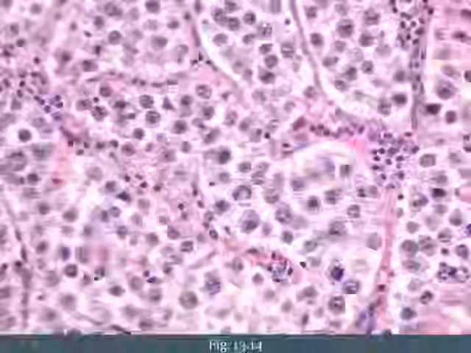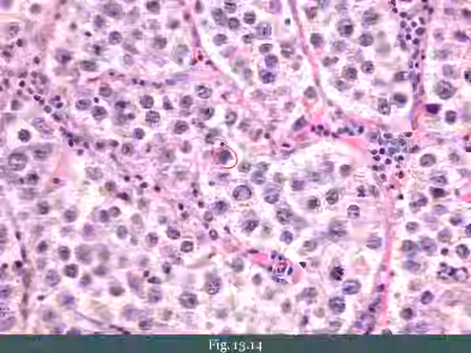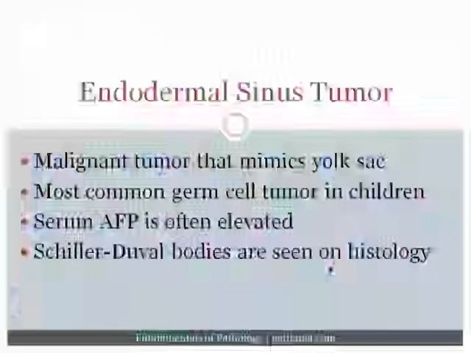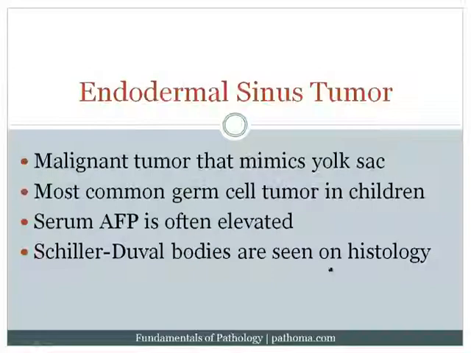This is what the tumor looks like. You have these nests of cells, but the nests are all sort of composed of these round cells. And so this is the classic feature of a dysgerminoma. The next tumor is called endodermal sinus tumor. The idea here is that you have a tumor that mimics the yolk sac. What's important, there's 3 high yields to be familiar with the endodermal sinus tumor.